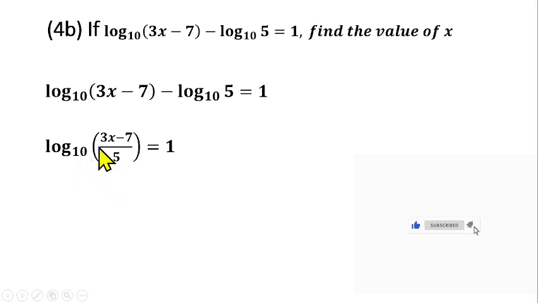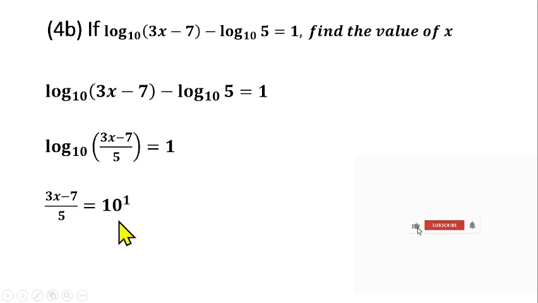So from there, what does this mean? The logarithm of 3x minus 7 over 5 base 10 is equal to 1 means that we can raise 10 one time to get whatever you have in the bracket. So we are having 3x minus 7 over 5 equals 10 raised to the power 1. So that's what you are going to be having. Then from there, 10 raised to the power 1 is 10.